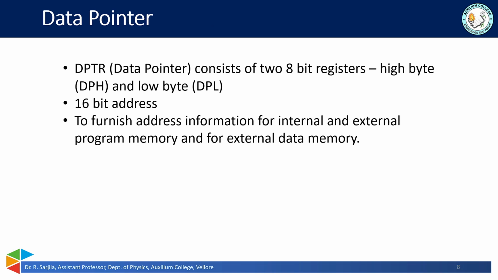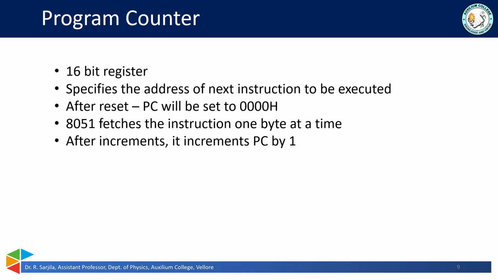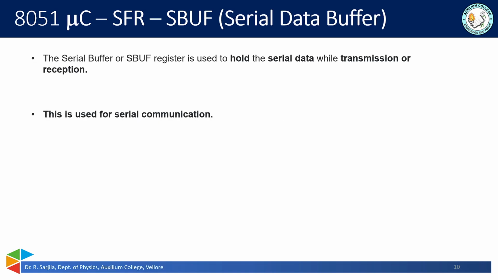Data pointer, DPTR. DPTR is a 16-bit register. It is made up of two 8-bit registers, DPH and DPL, that is data pointer high and data pointer low. Program counter, PC. PC is a 16-bit register. PC is the only register that does not have an internal address. Serial data buffer. The serial data buffer internally contains two independent registers. One of them is a transmit buffer, which is necessarily a parallel register. The other one is a receive buffer. This is used for serial communication.